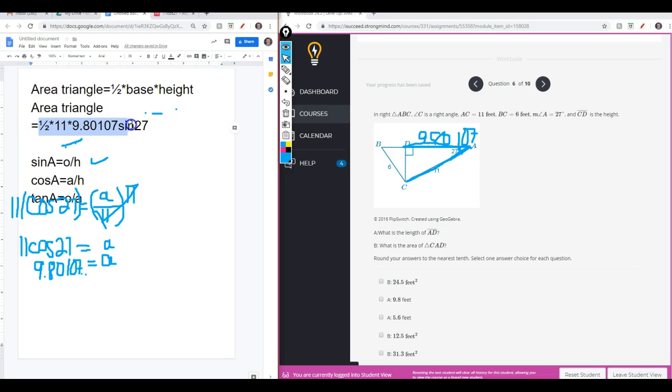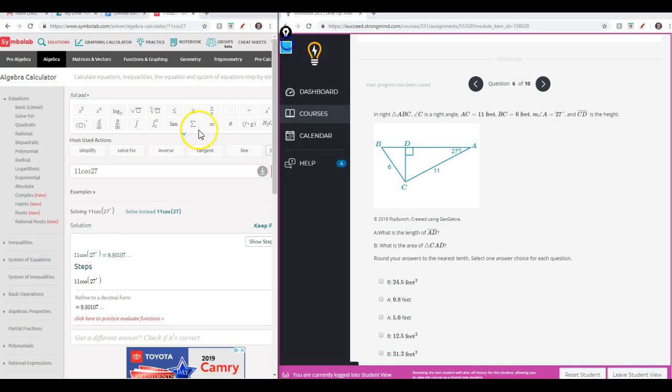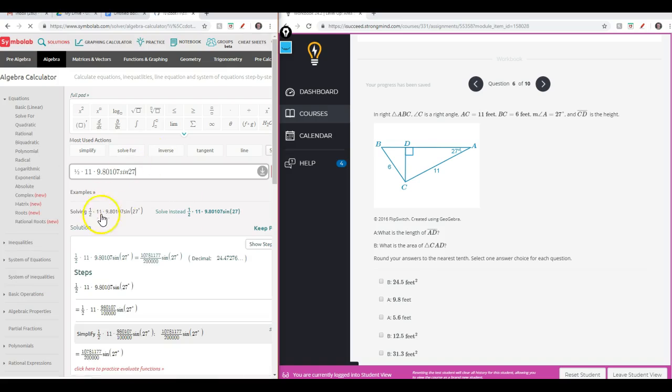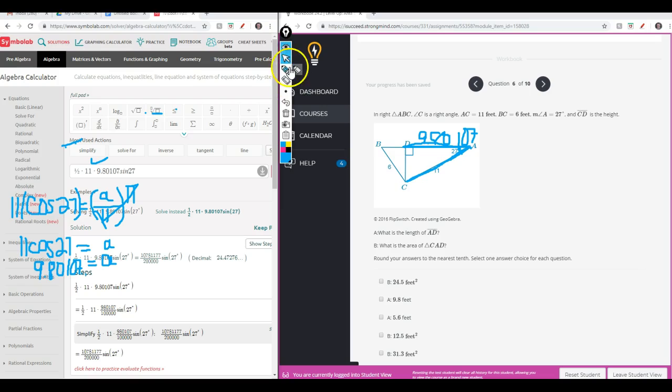So I'm going to copy this whole thing into our symbol lab calculator right here. And again, make sure that it's solving for sine of 27 degrees. So this comes out to be 24.47, and it says to round your answer to the nearest tenth. So this 7 right here would round that 4 up to a 5, and so we would have 24.5 feet squared.